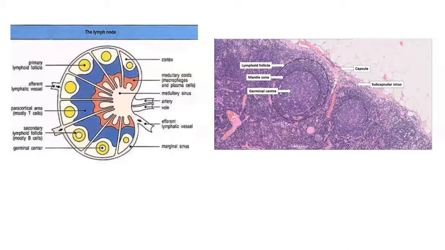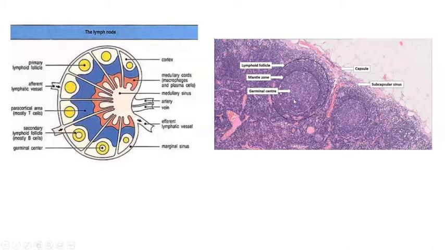Okay, so in the germinal center, there are four types of cells present. They are centrocytes, centroblasts, and there will be antigen presenting cells, that is follicular dendritic cells and macrophages.